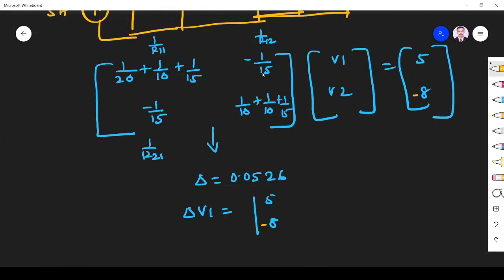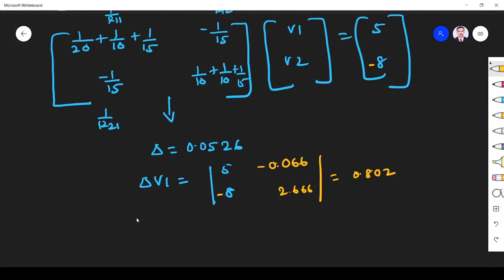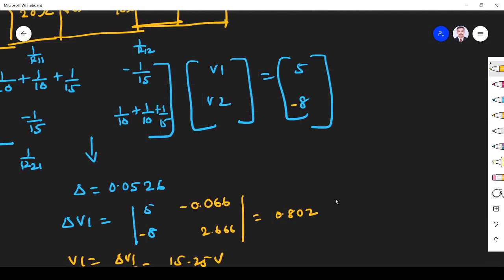If I simplify this, 1 by 15 is equal to minus 0.006. If I simplify this, it will become 2.666. If I simplify, what I get is 0.8021, right? So from this, we understand V1 is equal to del V1 by del. Del V1 we have, del we have, so it will give V1 as 15.25 volt. Similarly, if I want V2, del V2 I have to find, replace the second element with that 5 minus 8.